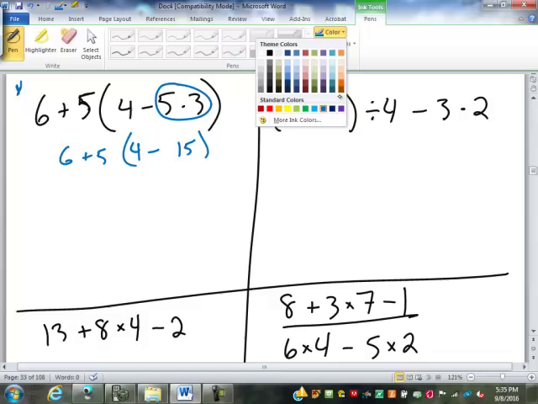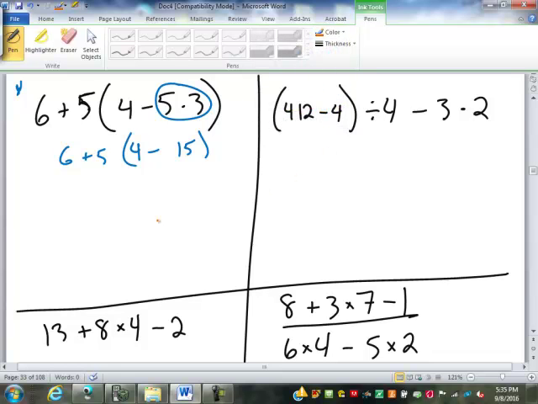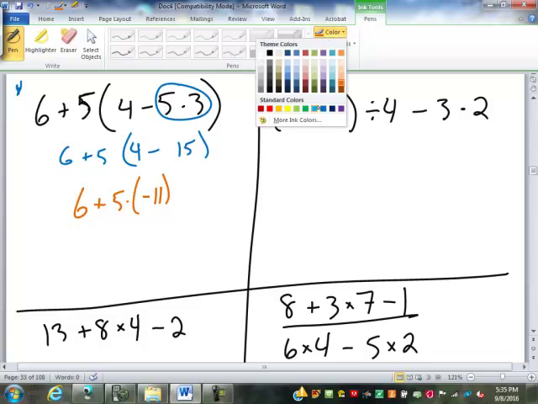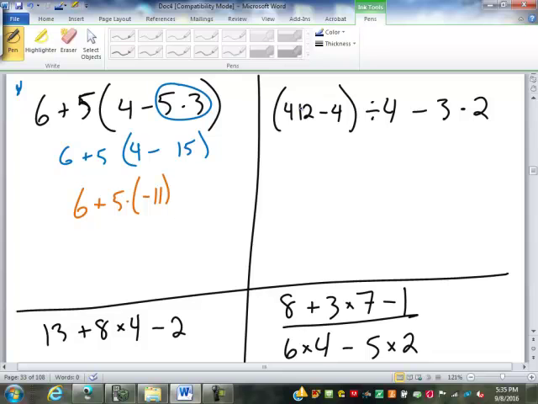What's next? 4 minus 15, which is negative 11. Now normally I'm down to a single number inside the parentheses, so I could take the parentheses out. But since it's a negative 11, I'm going to leave it there for a second just to make sure that I keep that as a negative 11 and don't try to subtract 11 or something, so I don't get confused.